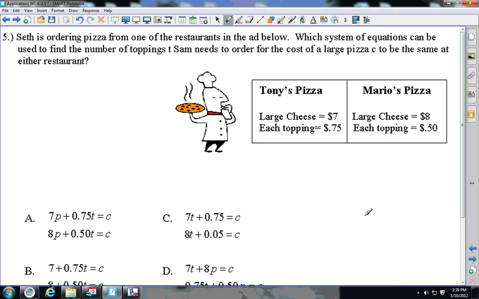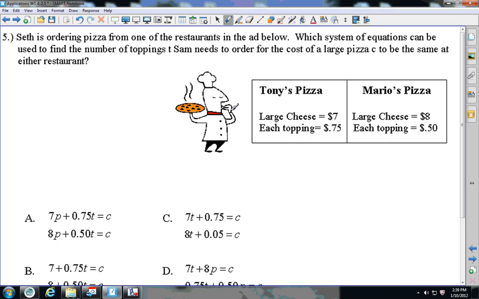The next one, Seth is ordering pizza from one of the restaurants in the ad below. Which system of equations can be used to find the number of toppings T that Sam needs in order for the cost of a large pizza C to be the same at either restaurant?